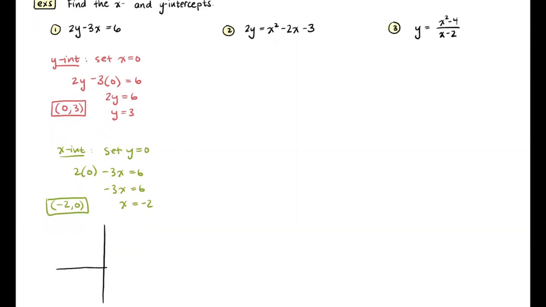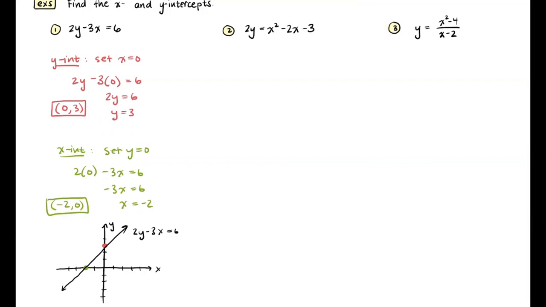Set up your axes. I need to basically go out to, I don't know, I'll just make it out to 4 everywhere. Okay, so our x-intercept is (-2, 0), so that's right here. Our y-intercept is (0, 3), so that's right here. And if we connect them together, there's the graph of that line.